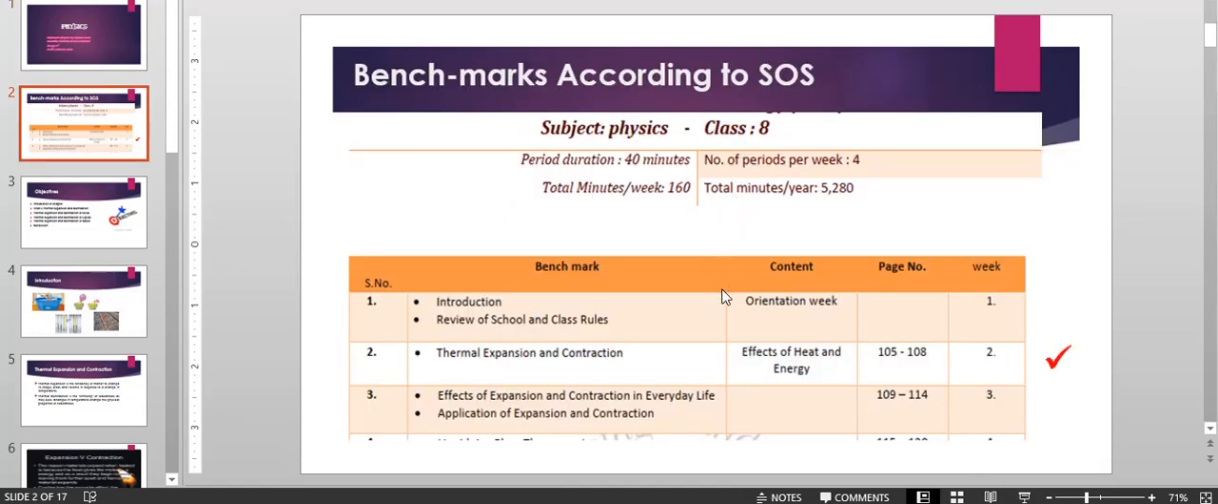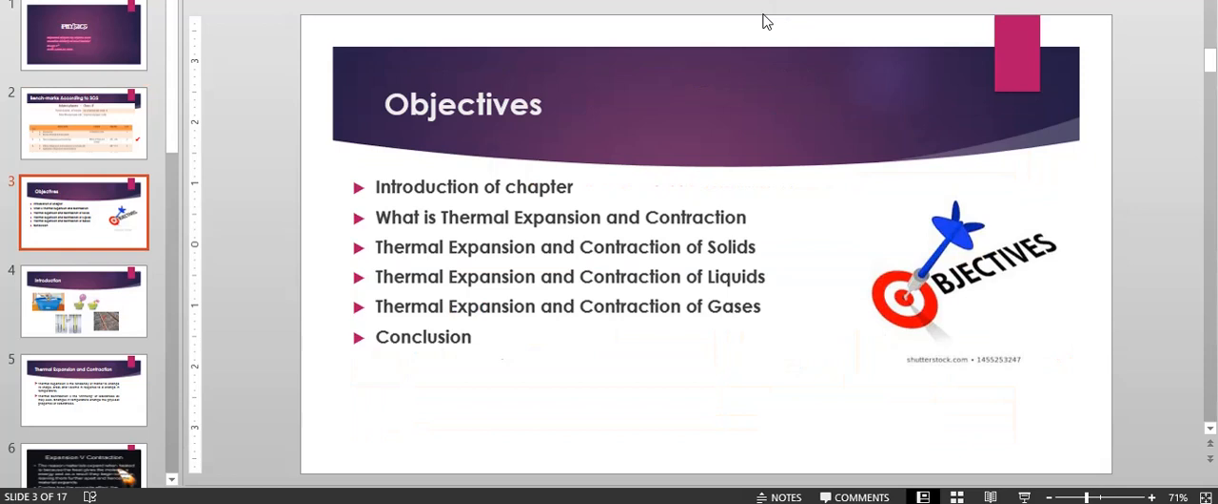Students, we'll begin our classes from the second week as mentioned in your SOS. By the end of this topic, you will be able to know what this chapter is all about. That is, introduction of chapter. Then, what is thermal expansion and contraction? Thermal expansion and contraction of solids. Thermal expansion and contraction of liquids. Thermal expansion and contraction of gases. And in the end, the conclusion of this topic.